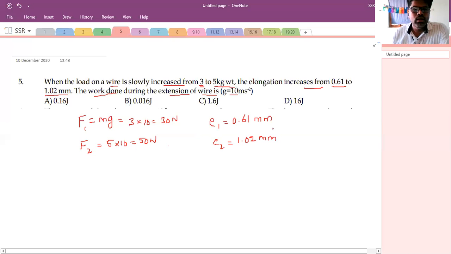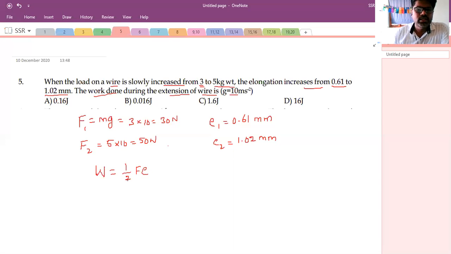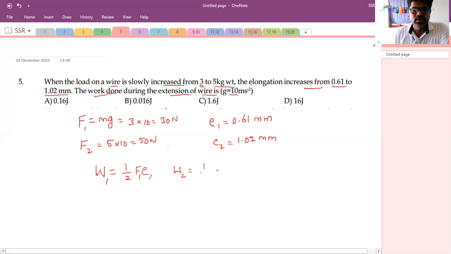Then what is the work done value? It's the work done during the extension of the wire from 0.61 to 1.02. What is the formula for work done? The direct formula in terms of force and extension is 1 by 2 into F into E. Are you clear? So W1 is 1 by 2 into F1 into E1, and W2 is 1 by 2 into F2 into E2. It is changing from E1 to E2, so you have to calculate the difference of this work.